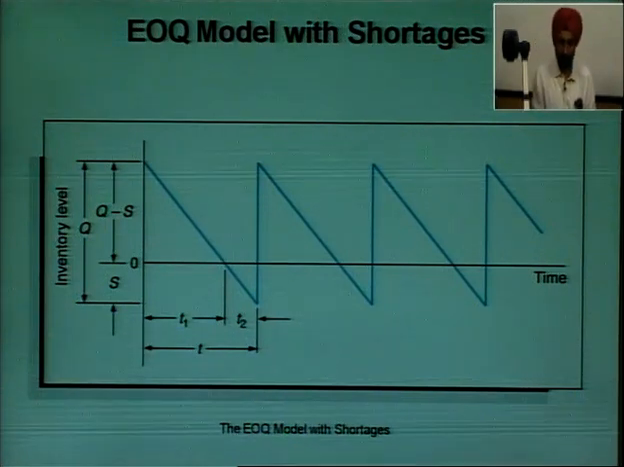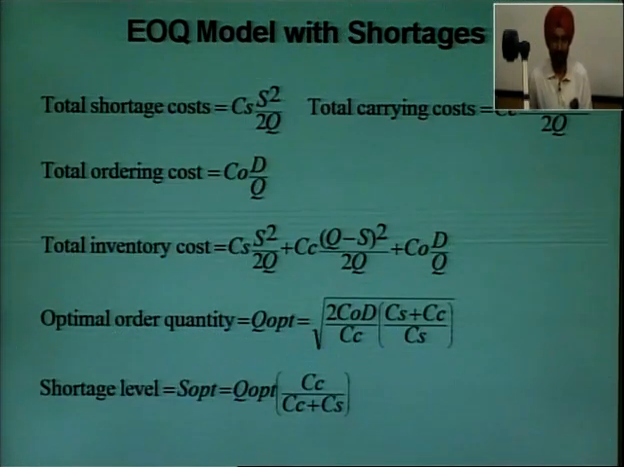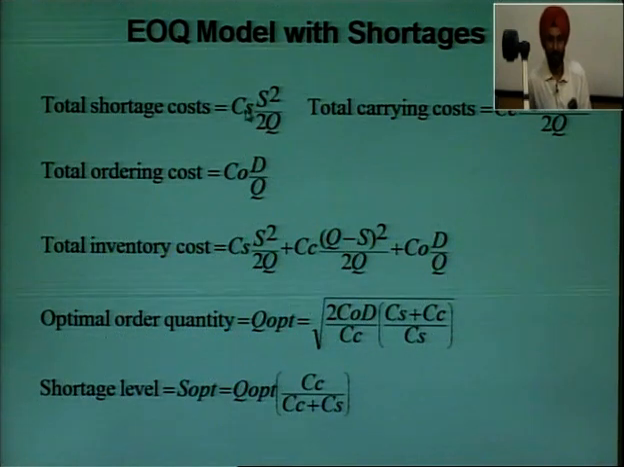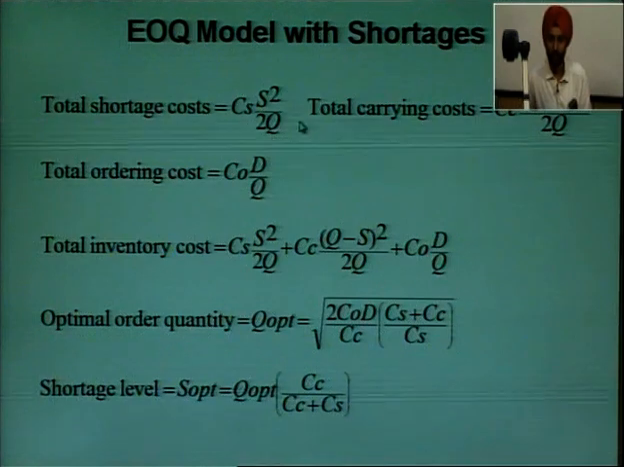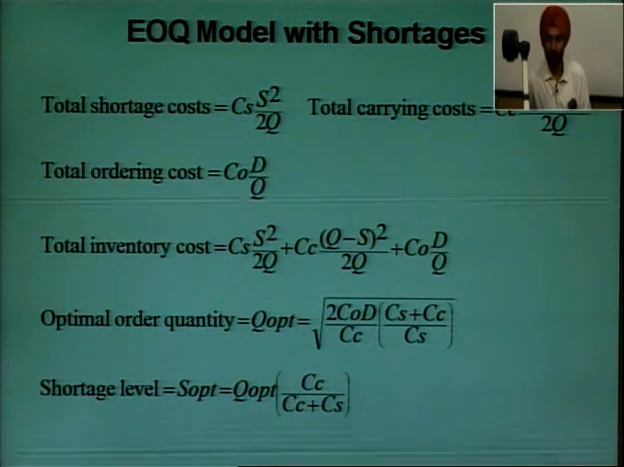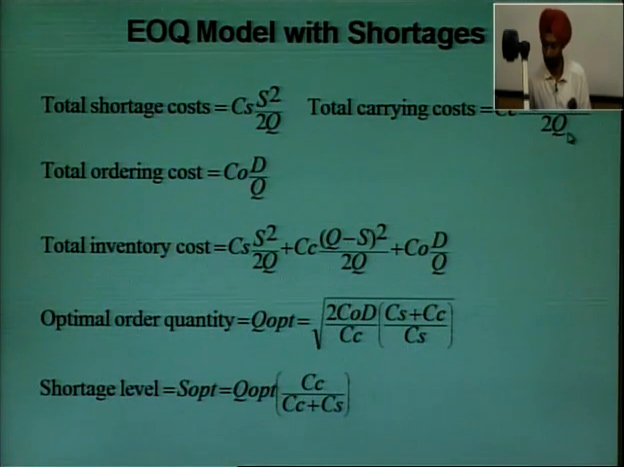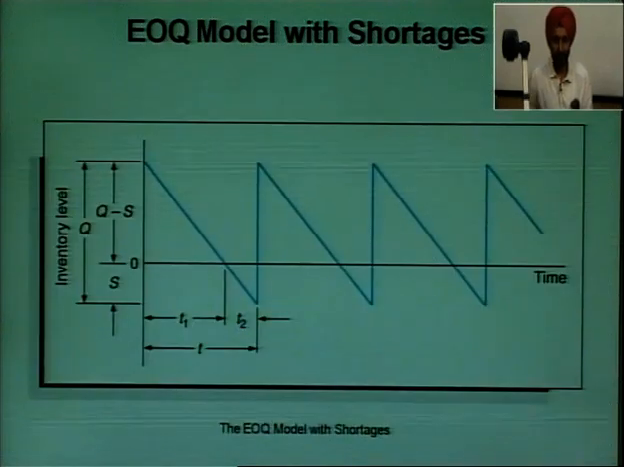Okay. So, in that case our total shortage cost will be Cs into S square over 2Q, and our total carrying cost will be Cc into Q minus S square divided by 2Q. Now, in that case we have worked out like this.